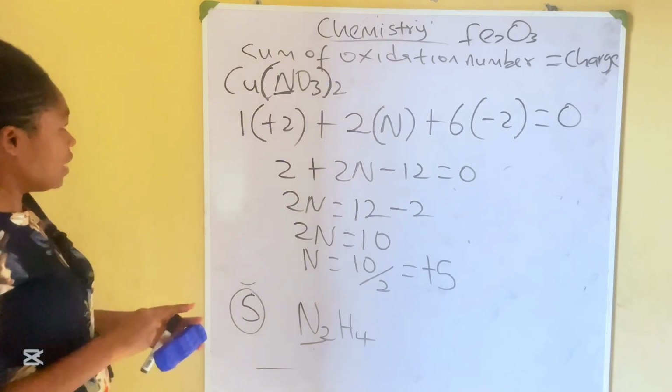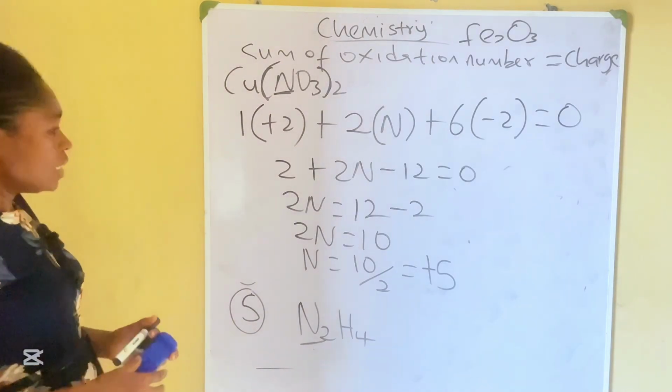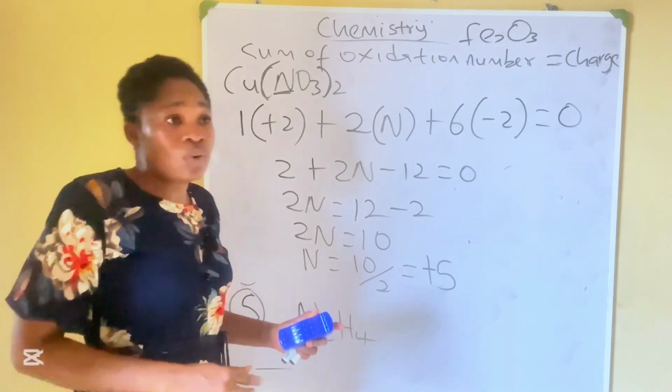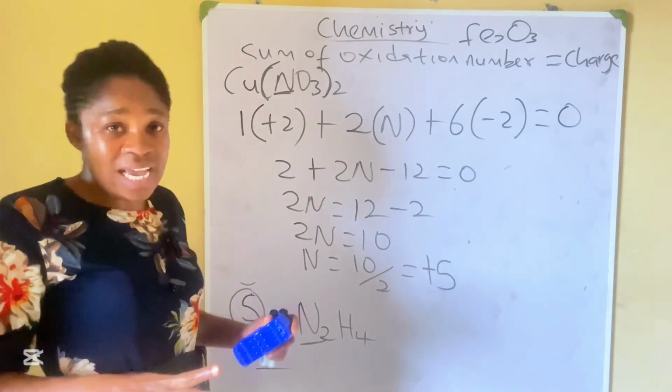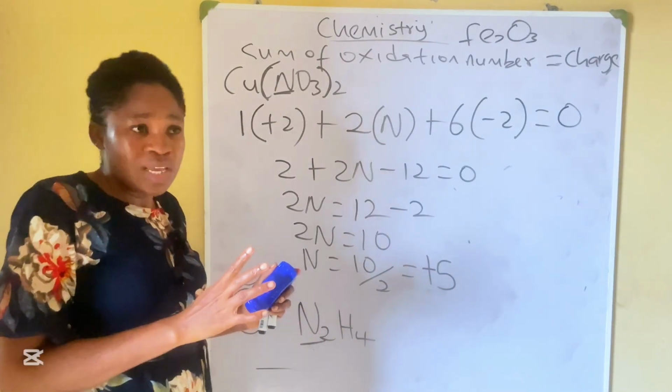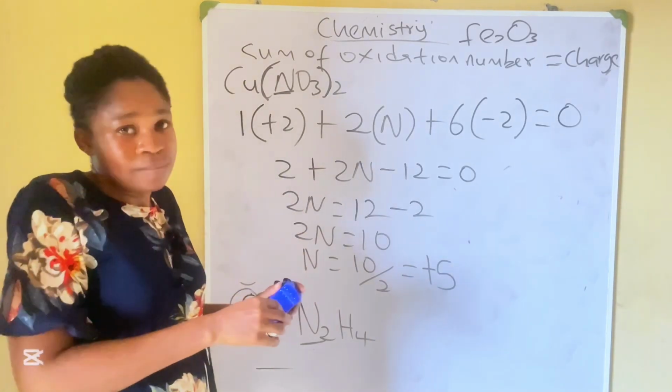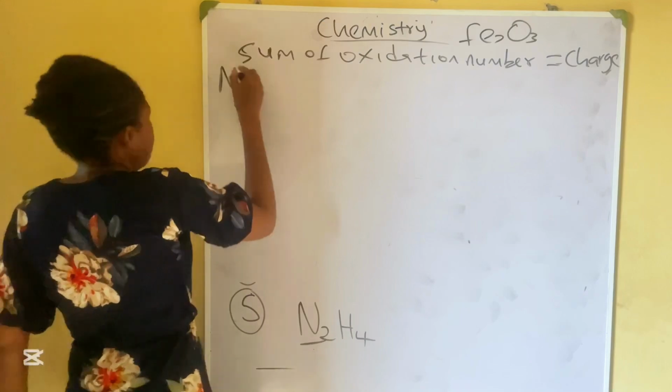So let's look at number 5. That number 5 has to do with a salt that has water of crystallization. Don't be scared when you see such a question where you have to find the oxidation number of any of the elements there.